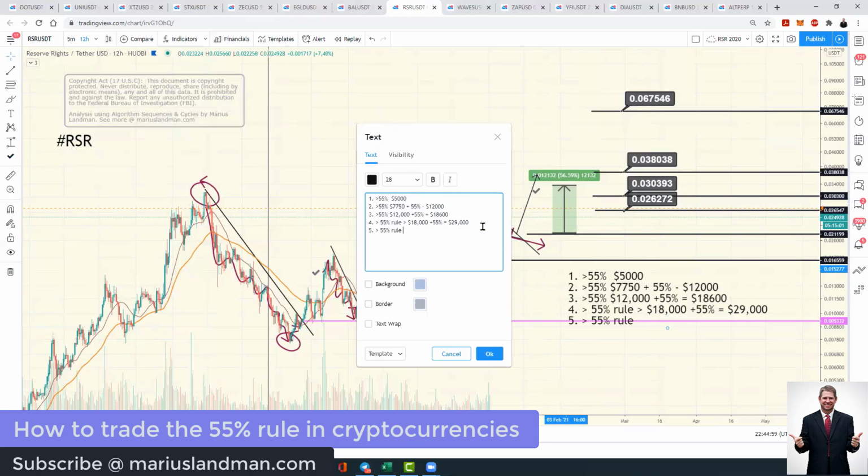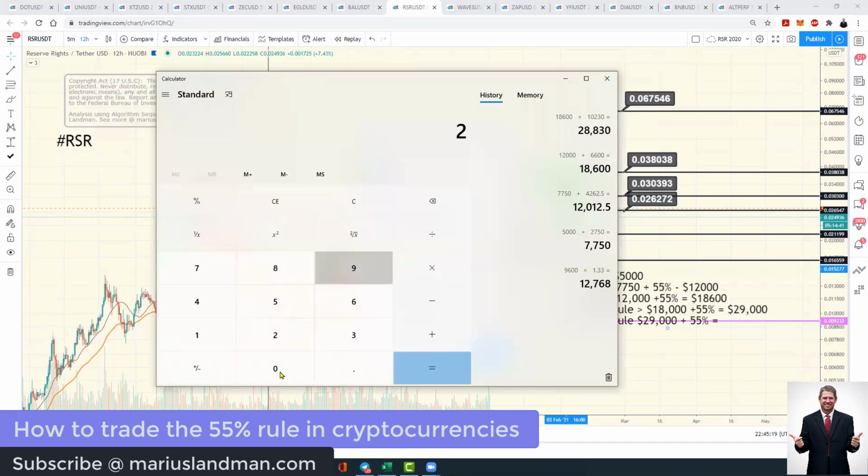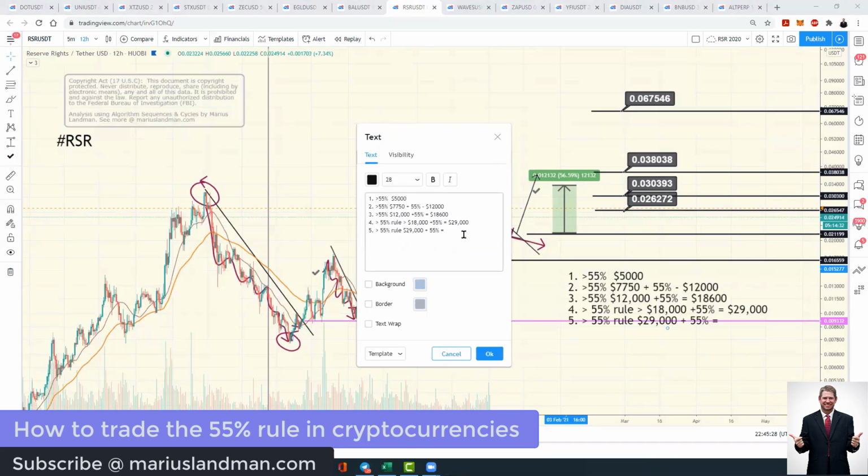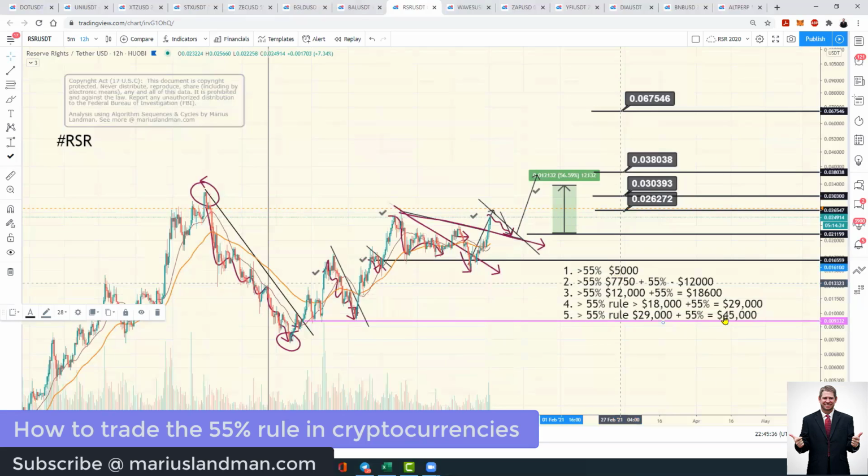So this gives you now, remember, we are now at $29,000, and we're going to say plus 55%, and that equals, let's go and work that out. Let's bring the calculator in. 29,000 plus 55% gives you 44.45. Let's round it off, 45,000. And that is how you turn $5,000 into $45,000. Now remember, when we go up here, it's going to come back again.